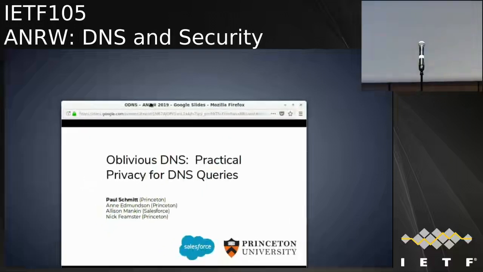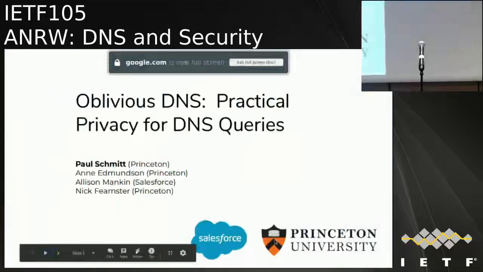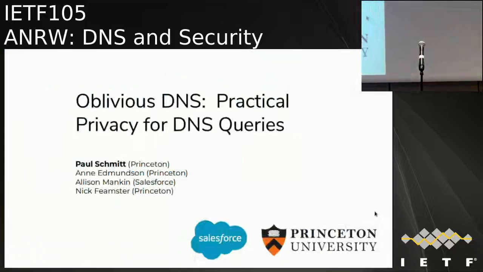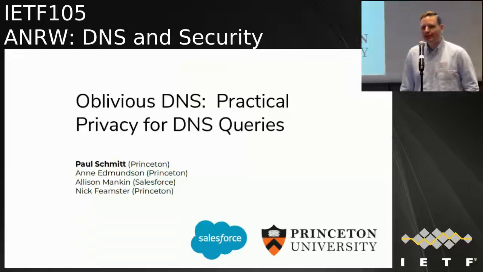All right, so the next talk will be on Oblivious DNS, given by Paul Schmitt, who is an associate research scholar at the Center for Information Technology Policy at Princeton University. So let's give him a round of applause to get started. Thank you. Is this on?